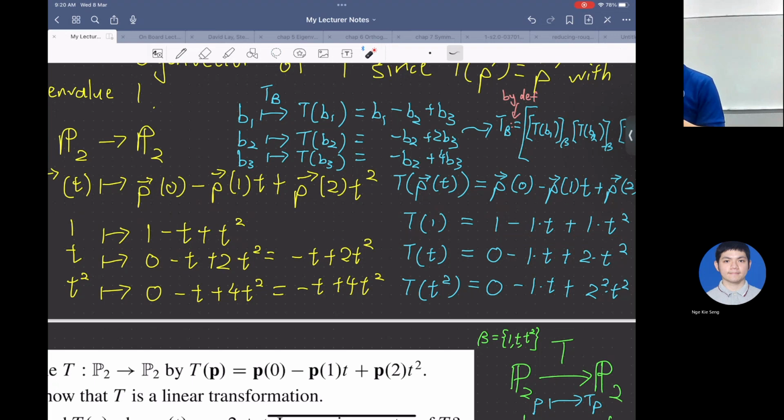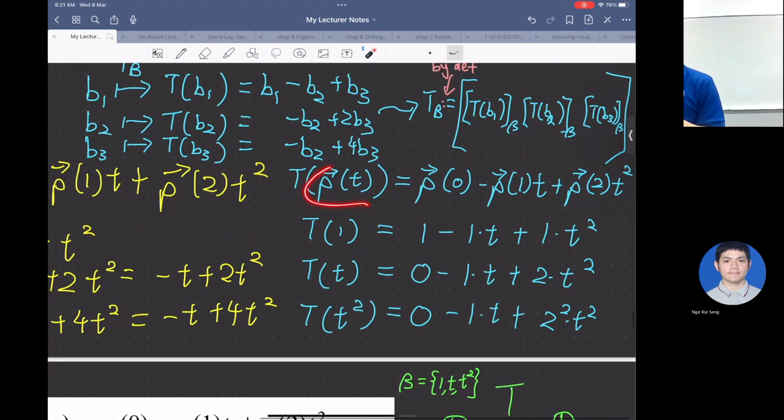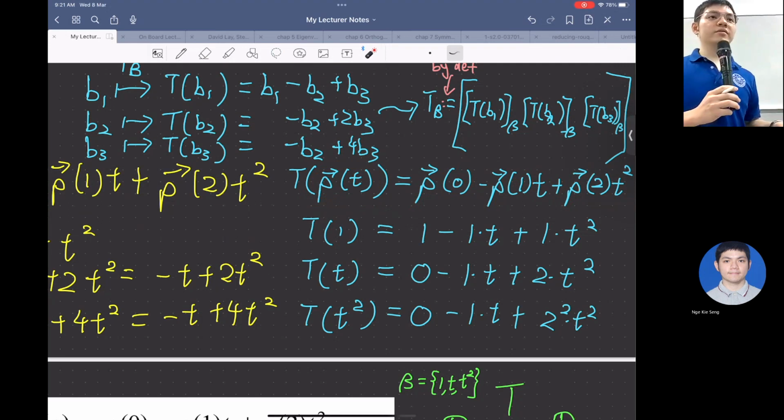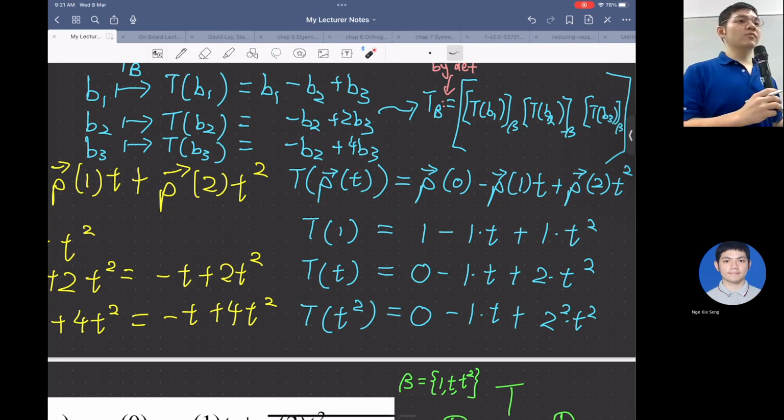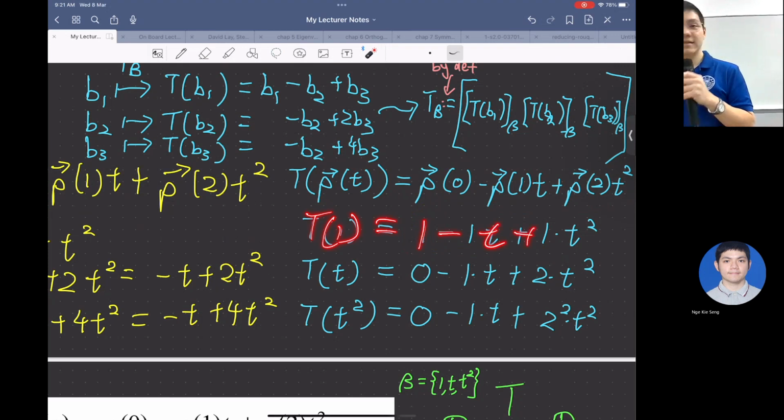Why do you need to start with this map T, this linear transformation? T sends any P(t) to P0 minus P1 times t plus P2 times t squared. So when P(t) equals 1, meaning for every t the value is 1, what is P0? 1. What is P1? 1. What is P2? Another 1. So T1 gets sent to 1 minus t plus t squared.